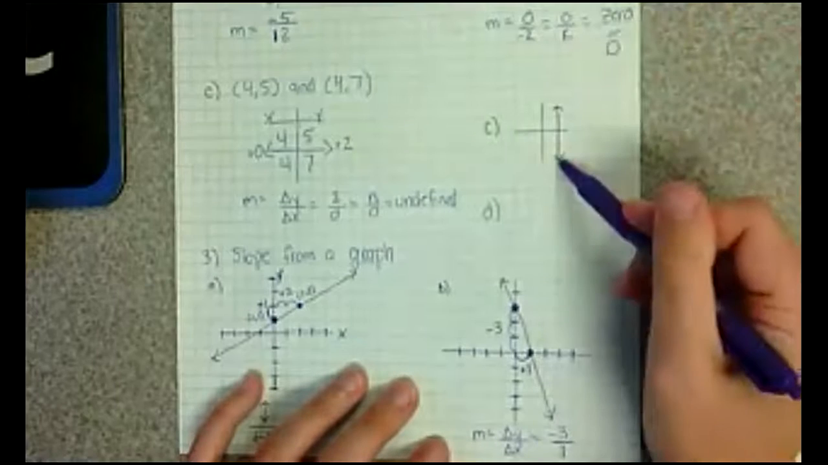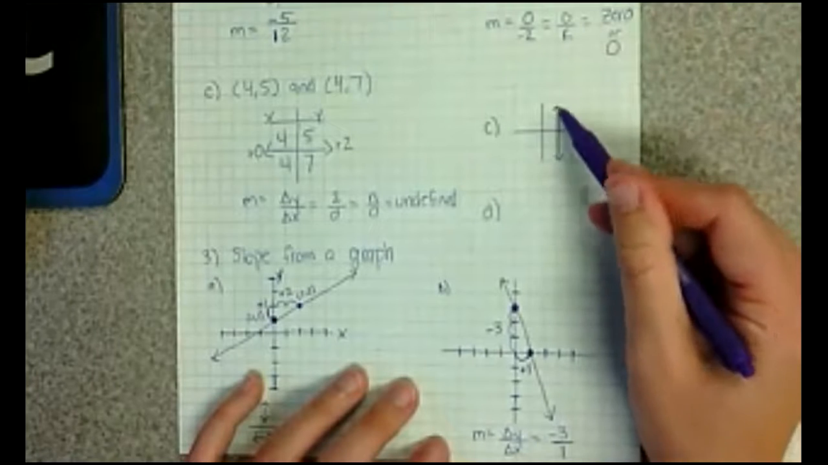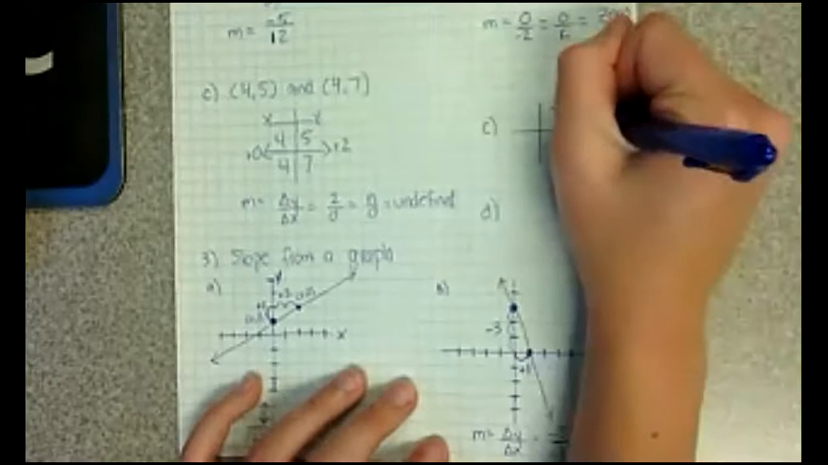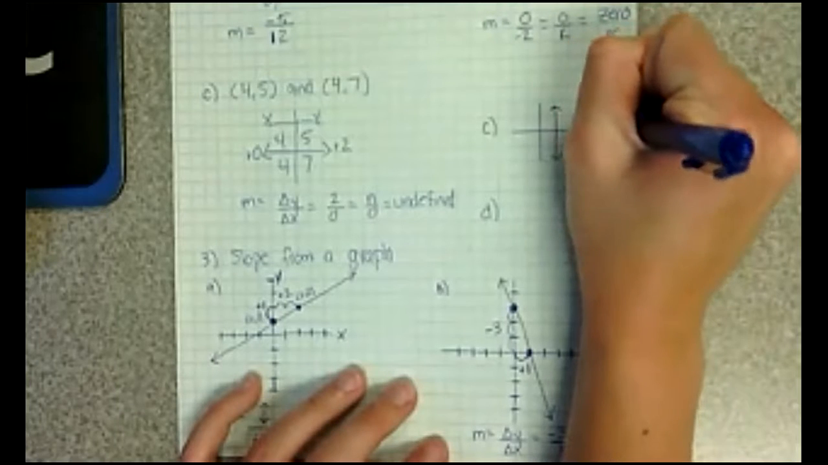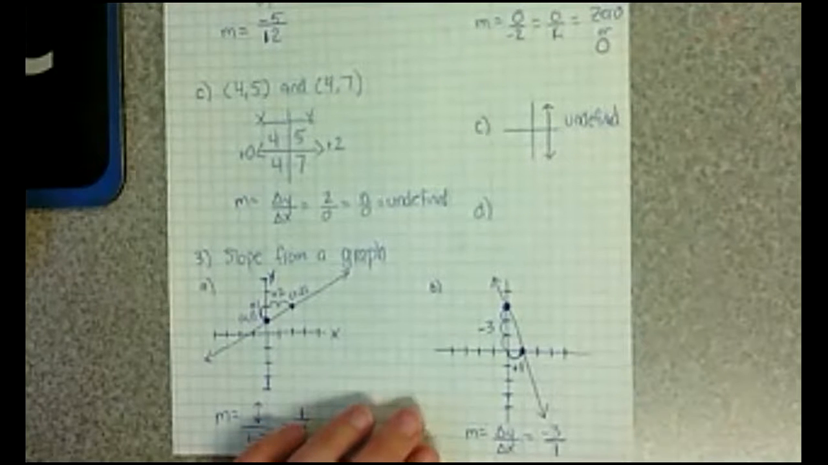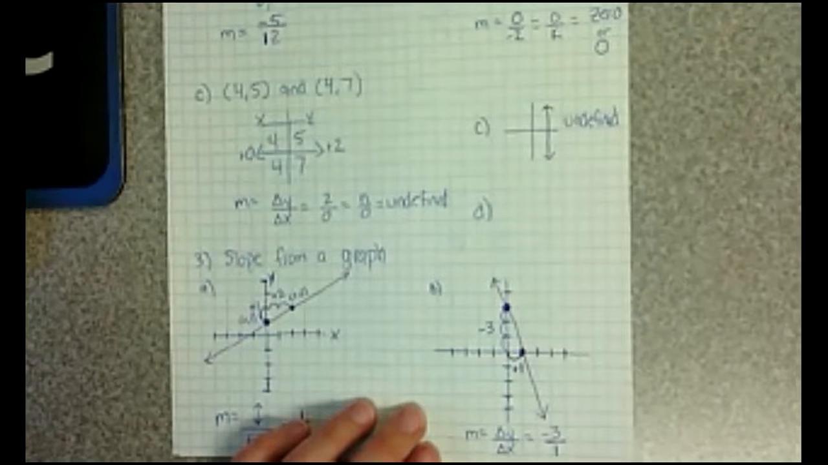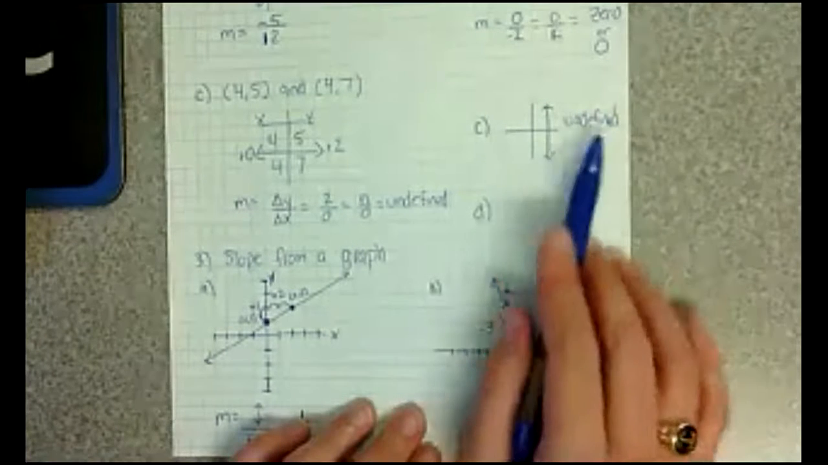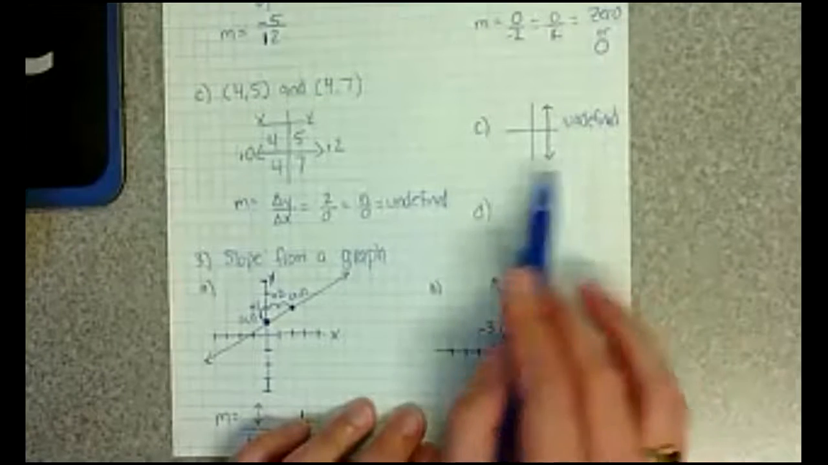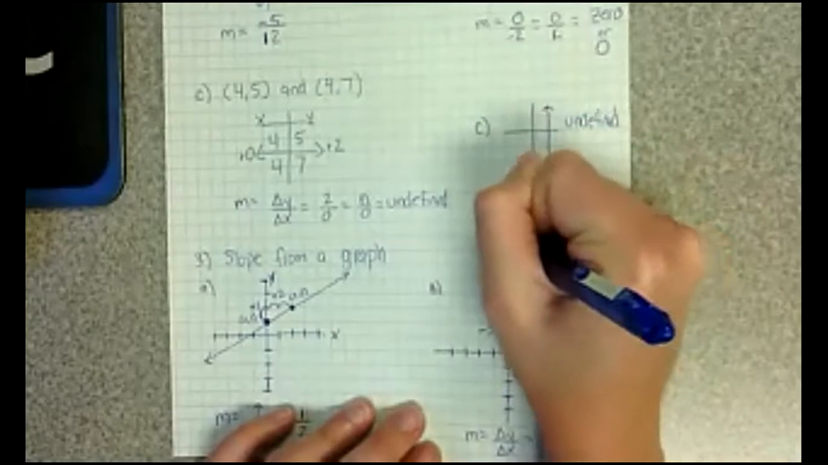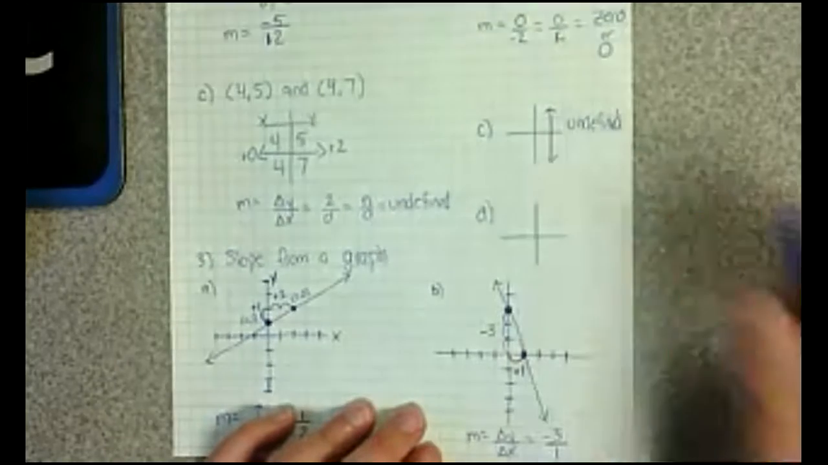Any vertical line, it's got to be going straight up and down though. A vertical line will be our undefined slope. Every time. So if 0 is on the bottom, or if it's a vertical line, your slope will be undefined.